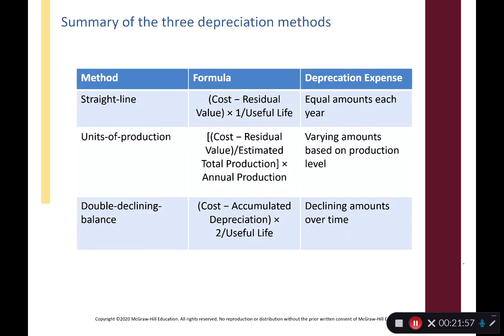And then we get to a summary. So the formulas that the book uses are here. I don't like those. I already gave you a summary of my formulas. But it's important to know that straight line gives you an equal amount each year of depreciation. Units of production is going to depend on how many units are produced. And double declining balance gives you a whole lot at the beginning, and then the amounts decline over time.